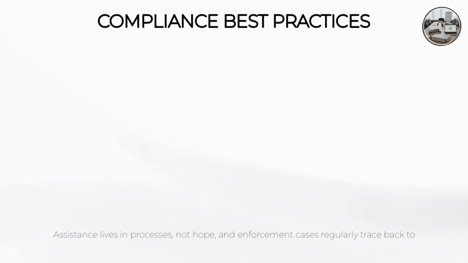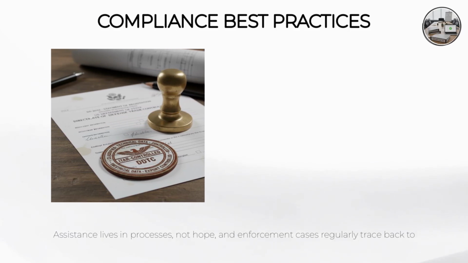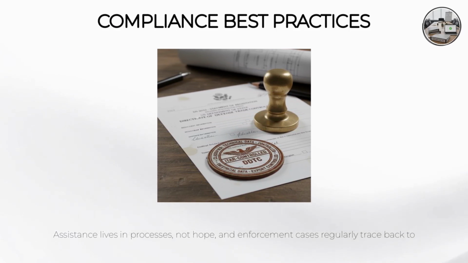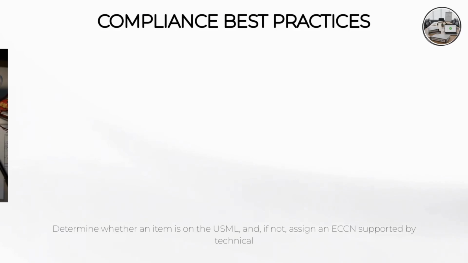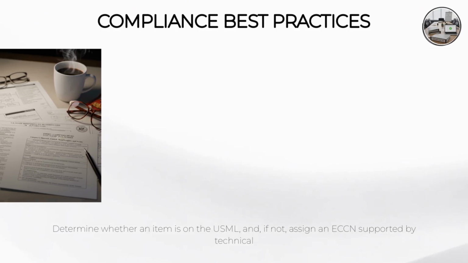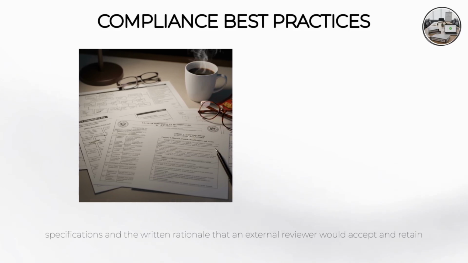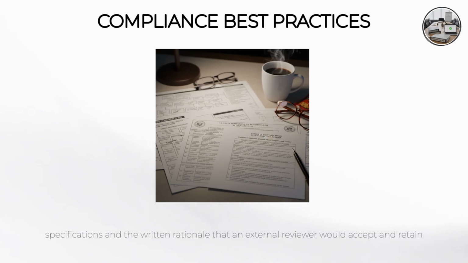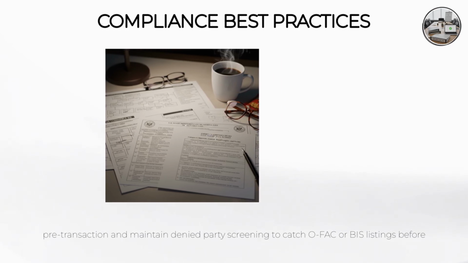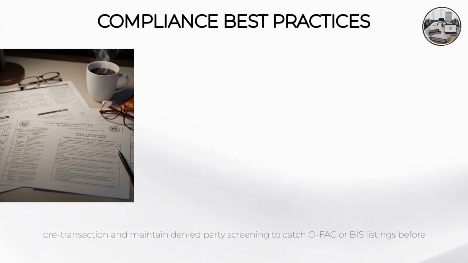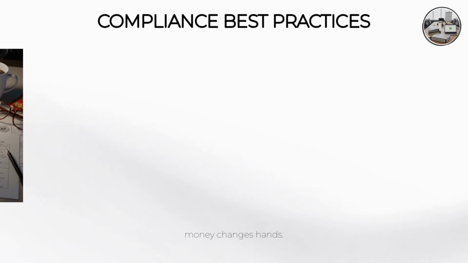Chapter 5. Compliance lives in processes, not hope, and enforcement cases regularly trace back to weak records, fuzzy technical classifications, or shallow end-user checks. Start by classifying. Determine whether an item is on the USML and, if not, assign an ECCN supported by technical specifications and a written rationale that an external reviewer would accept, and retain the supporting technical receipts. In parallel, map corporate ownership and funding, because CFIUS scrutiny can arrive pre-transaction, and maintain denied party screening to catch OFAC or BIS listings before money changes hands.